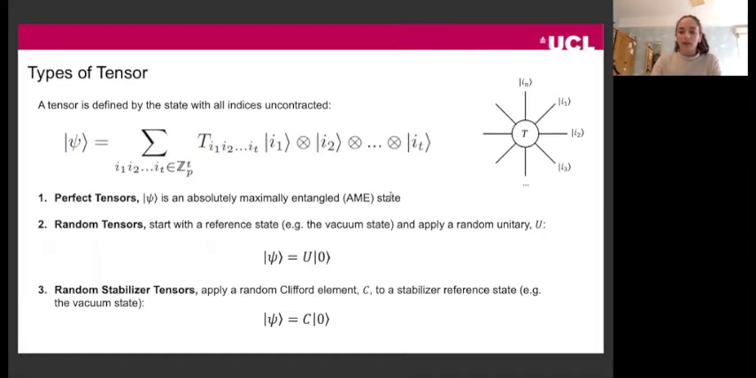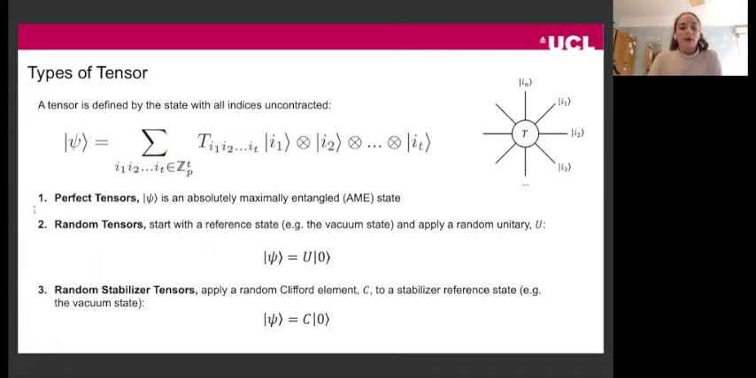And they also just give isometries as Tamara described. But we might also want to choose random tensors, which are just, again, described by random states. And a way we could generate random states is starting with some reference state, for example, the vacuum state, and then applying a random unitary to it. And another choice could be random stabilizer tensors, where we start with a stabilizer reference state. Again, the vacuum state will do, and apply a random Clifford element to it.